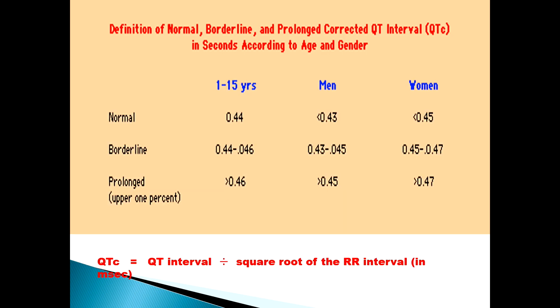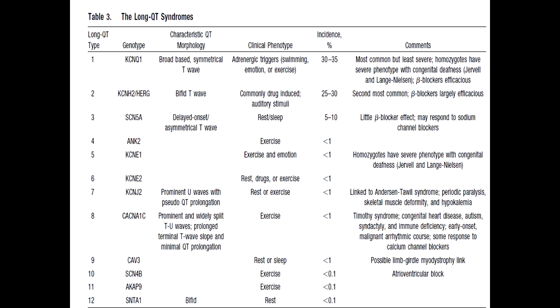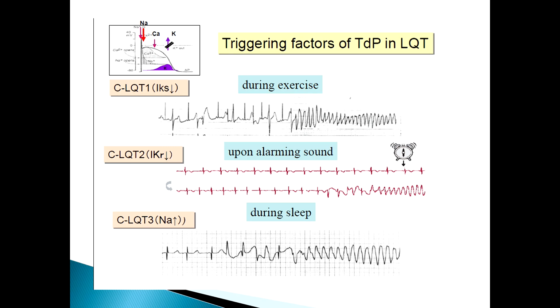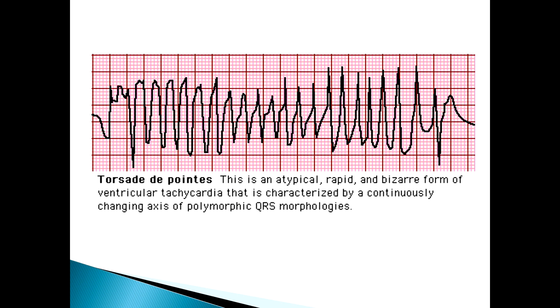Another entity, after Brugada, in a structurally normal heart: long QT syndrome, you should always keep in mind, and short QT syndrome. There is a long list of LQT: LQT1, LQT2, LQT3, and the classical triggering factors. LQT1 is during exercise, and LQT2 is upon an alarming sound like a telephone ring, after which the patient gets VT. And during sleep, LQT3 syndrome. So you should know.